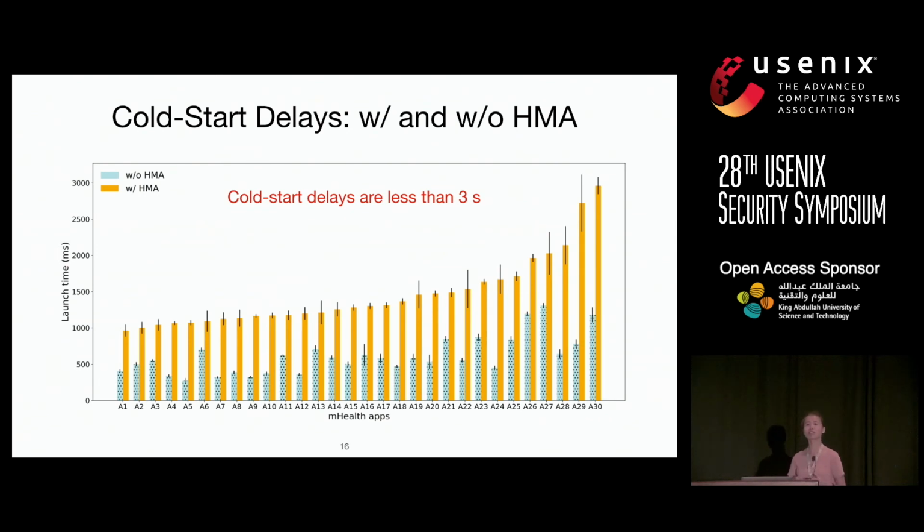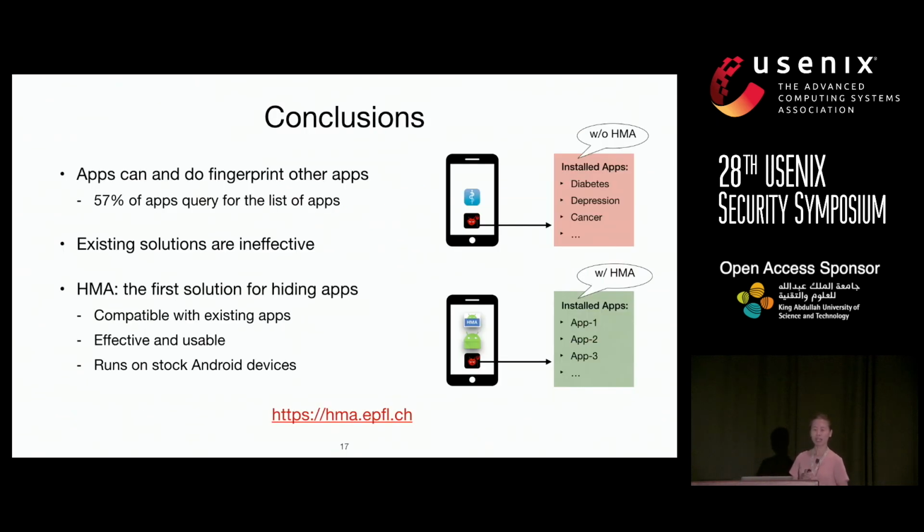And even with this non-optimized implementation, the cold start delays are still within the accepted cold start delays defined by Google. So Google says that the cold start delays can go up to 5 seconds, and we are still way below that. And also, from our user study, more than 90% of people agree that a cold start delay of 3 seconds is acceptable.